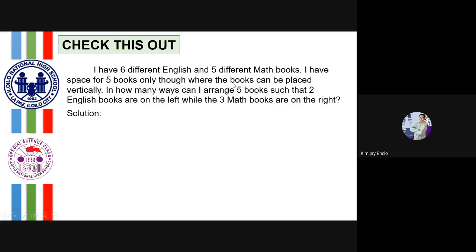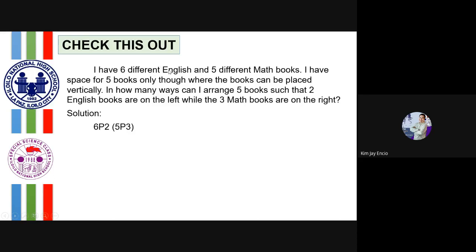Meaning to say, out of the 6 different English books, you're going to take only 2 of them, and out of the 5 different math books, you are just going to take 3 of them and arrange them vertically: 2 English at the left, 3 math books at the right. So all books of the same subject are together. Again, they are different English and different math books, so still, we can apply the concept that we had earlier.